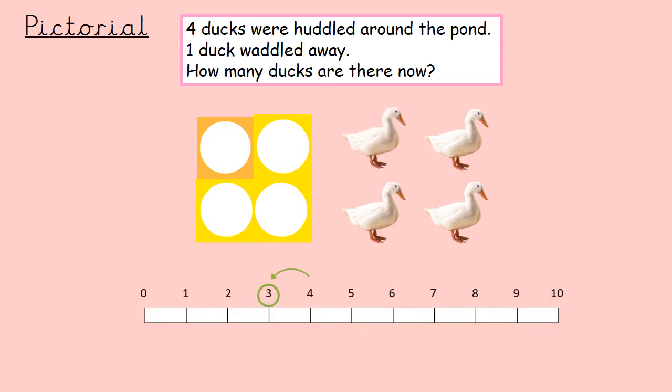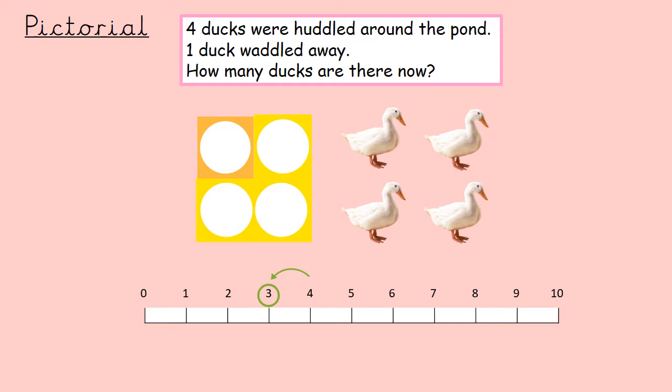Here is an example of the same question using the pictorial method. It says, 4 ducks were huddled around the pond. 1 duck waddled away. How many ducks are there now? So you can help your child by drawing pictures, using symbols, or drawing circles on a piece of paper. You can even use things such as number lines.